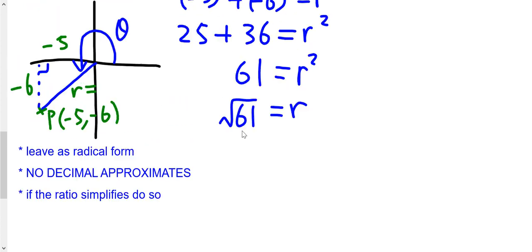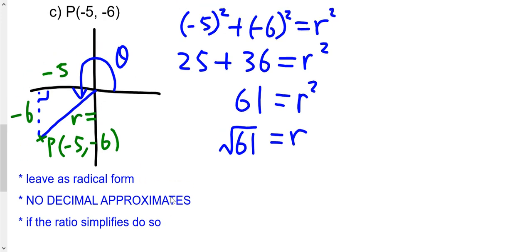Okay, so if you look at this, leave as radical form, no decimal approximations. I said that trillions of times already, and simplify the ratios if they can be simplified. That's not an option, you have to do that. So in this case, our hypotenuse is square root of 61.